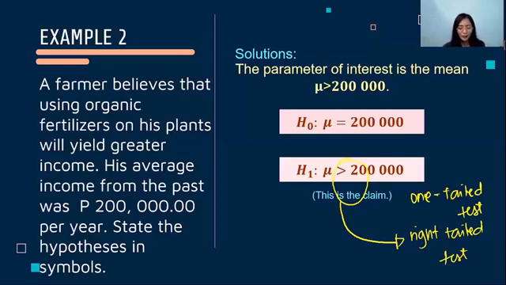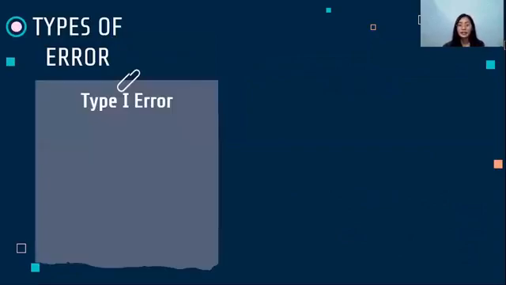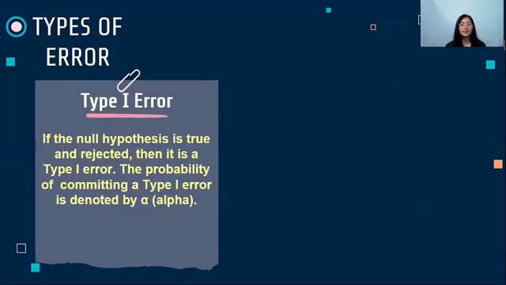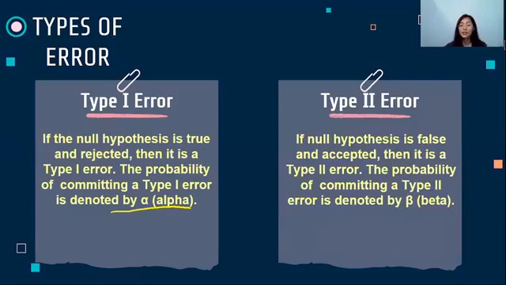To continue our discussion, let's have the types of error. We have two types of error, the type 1 error and the type 2 error. But let's have this first. If the null hypothesis is true and rejected, then it is a type 1 error. The probability of committing a type 1 error is denoted by alpha. For the type 2 error, if the null hypothesis is false and you accept it, then it is a type 2 error. The probability of committing a type 2 error is denoted by beta.